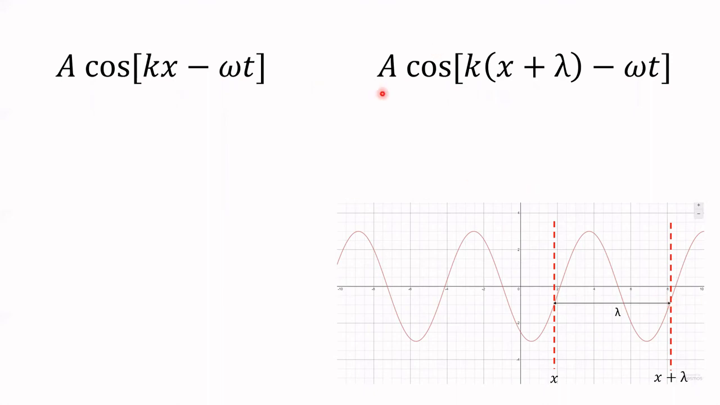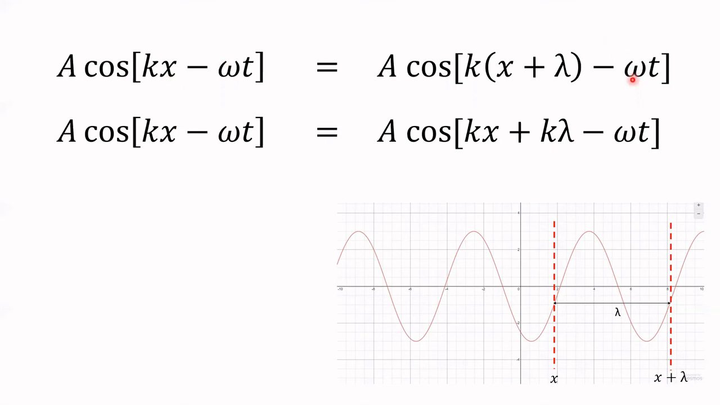So the value of the function at x plus lambda should be the same as the value of the function at just x. In other words, they have to be equal. And what does that tell us? Well, let's just rearrange terms here. So I've distributed the k, and then we'll flip the order of these two. I've highlighted this quantity because that's the entire argument of the function on the left. So all we've really done is add this quantity k lambda.